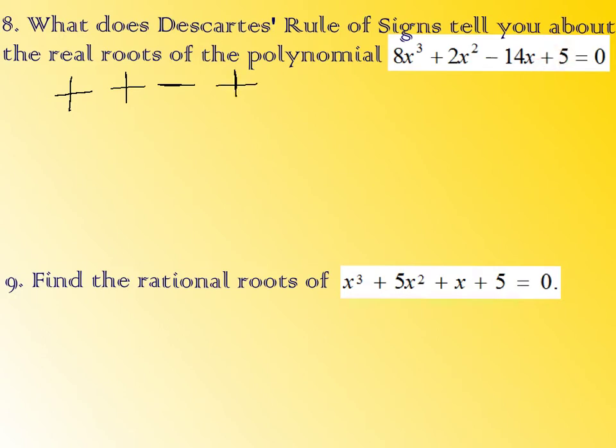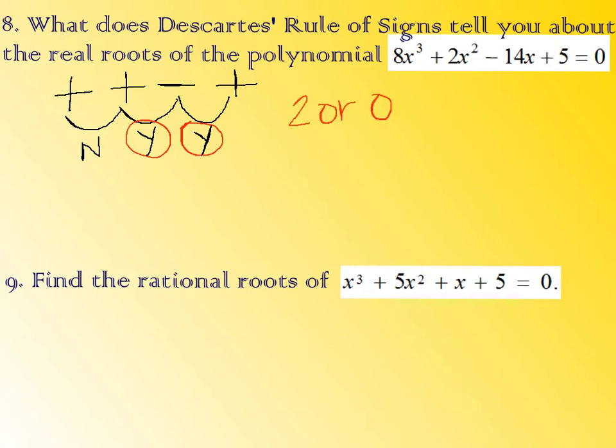To determine the positive roots, we're looking at our sign changes. From here to here, it does not change. From here to here, it does. And yes, we have another sign change. We're always counting up our yeses. So we have 1, 2 yeses, and that means we have either 2 or 0 positive roots. And this is positive real roots.